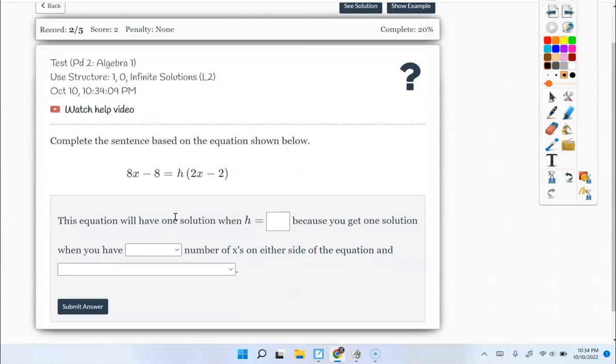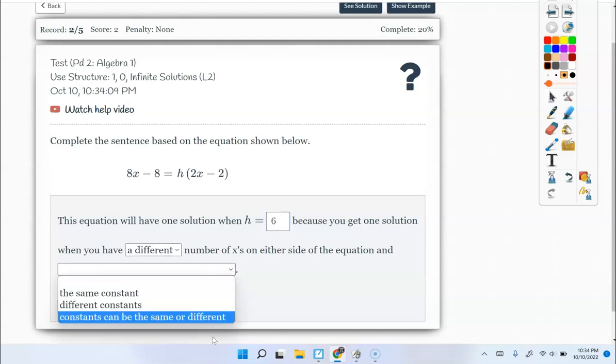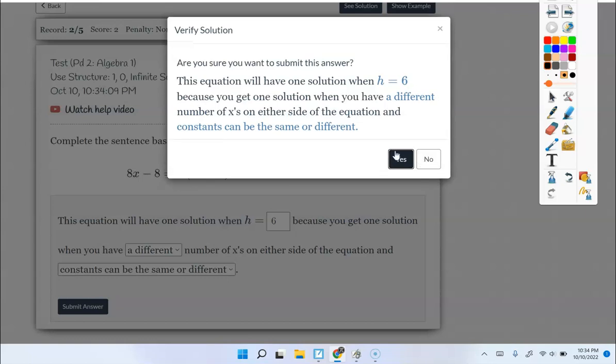One last time, they want one solution here, so I need x's that are different. So I need this to not be an 8 after I distribute, right? You're allowed to distribute something here. I need to make sure it's not an 8, so I don't want a 4. Anything except 4 will work. So let's see, I'm gonna pick 6. And that will work because I have a different number of x's and the constants can be the same or different.